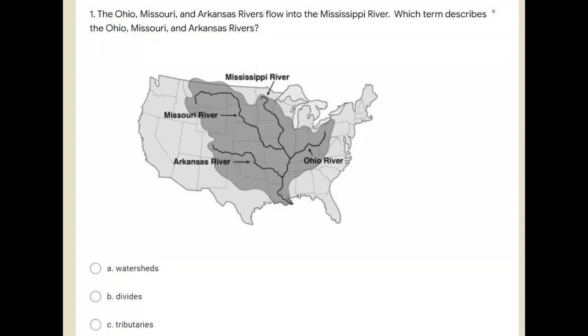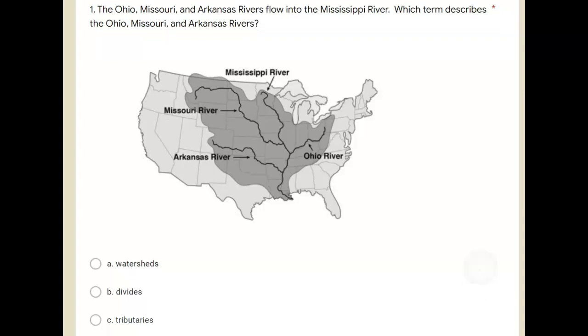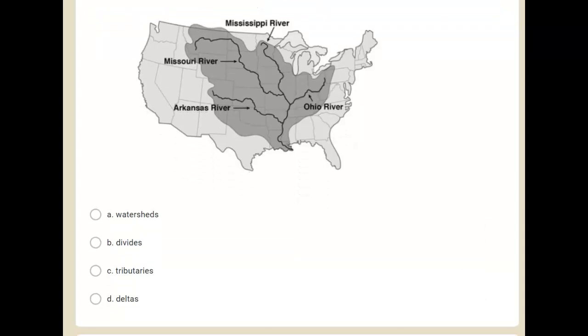Number 1. The Ohio, Missouri, and Arkansas rivers flow into the Mississippi River. Which term best describes the Ohio, Missouri, and Arkansas rivers? A. Watersheds, B. Divides, C. Tributaries, or D. Deltas.